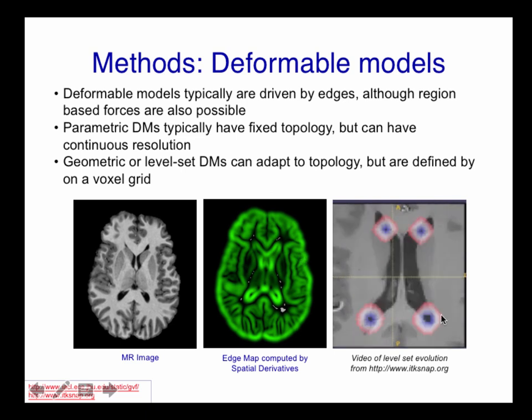This is an example of a level set deformable model from the software package ITK Snap. Here the user created four little circles within the ventricles, and the level set deformed to the ventricles and merged. That merging process is a topology adaptation. So these level set deformable models are a little bit more flexible in terms of topology. They're numerically more stable, but they are generally defined on a voxel grid, so their resolution is more limited than these parametric models.